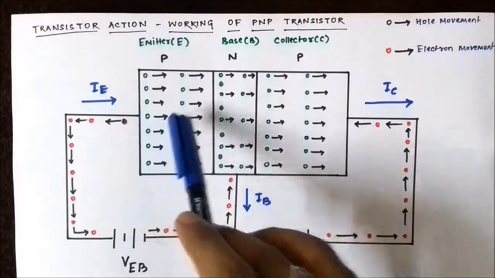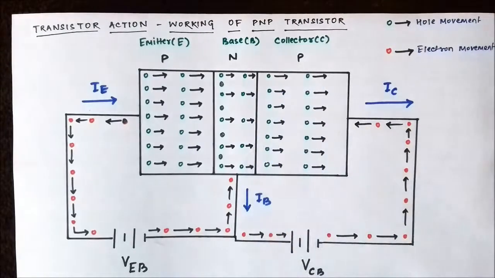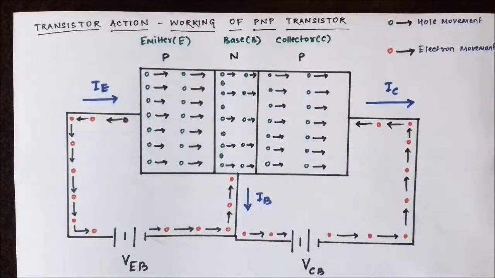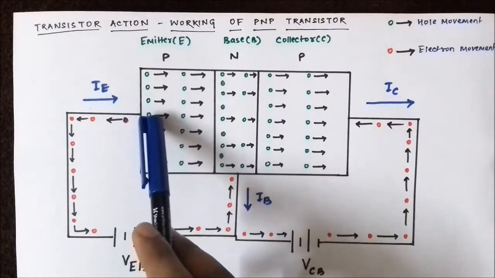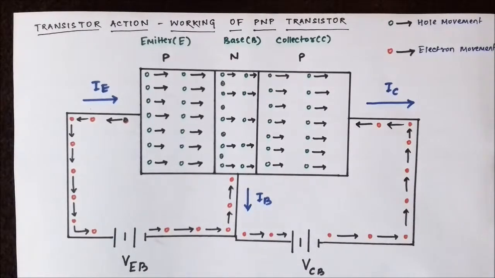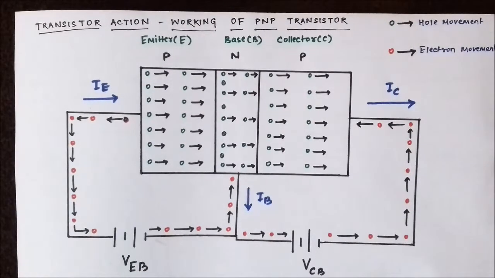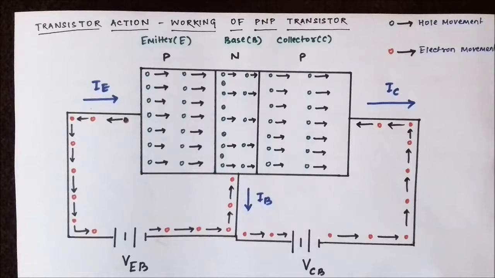We have PNP blocks: emitter, base, collector. Now the p-type emitter is connected to the positive end of the supply VEB, which is the emitter base voltage, and the n-type base is connected to the negative end of the supply. Why? Because the emitter base junction of a BJT or a transistor is always forward biased.